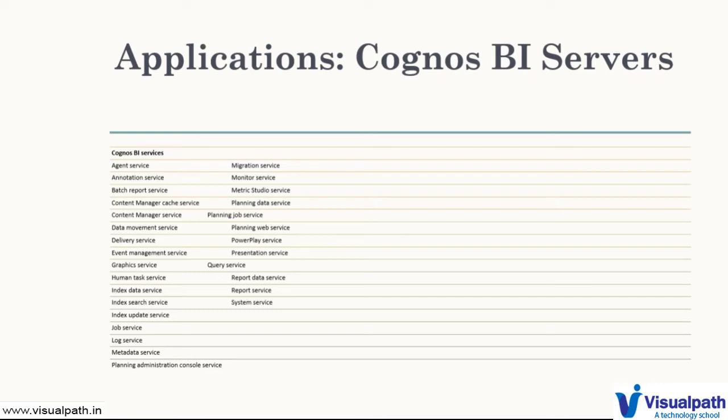Then we have the job service. It runs jobs by signaling the monitor service to run job steps in the background. Steps include reports, other jobs, imports and exports, and so on. What this means is, suppose I have more than 10 reports which need to be scheduled for a particular time for a particular business unit. In that scenario, we can create a job which is a combination of multiple reports, and the job service schedules the execution of the job.